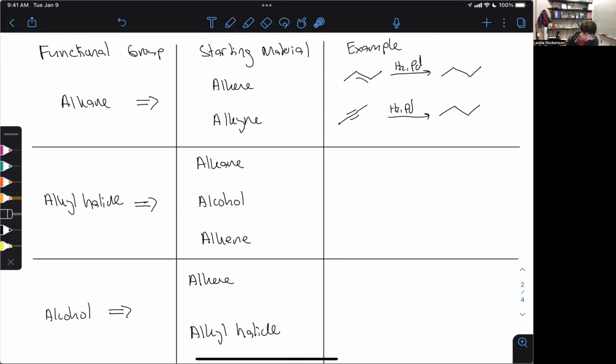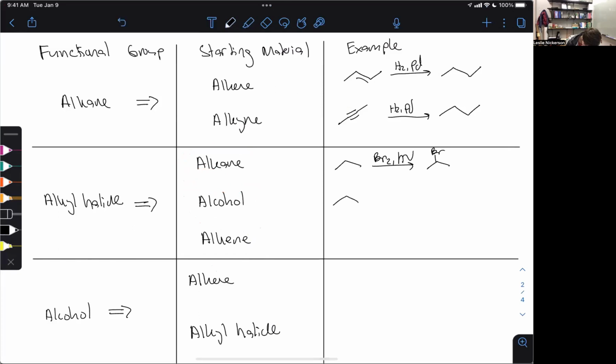So for an alkyl halide, we can make those from alkanes. We learned that recently with our radical reactions. We can also make them from alcohols, and we can make them from alkenes. Okay, so if we look at examples of that, we can have some sort of alkane starting material with bromine and light to do our radical halogenation. So that's going to get us to an alkyl halide.